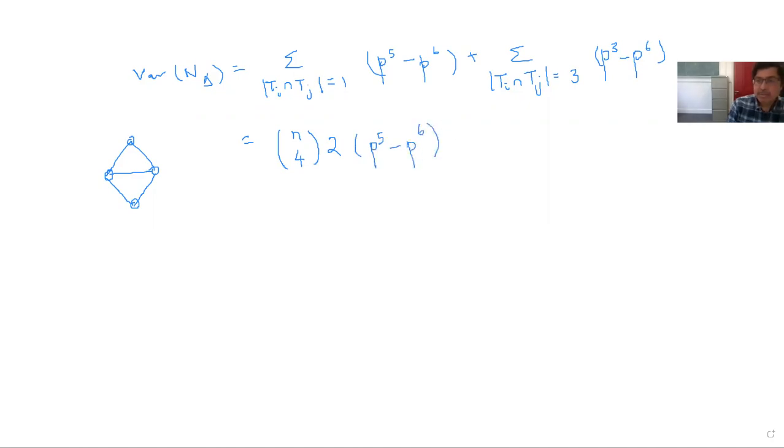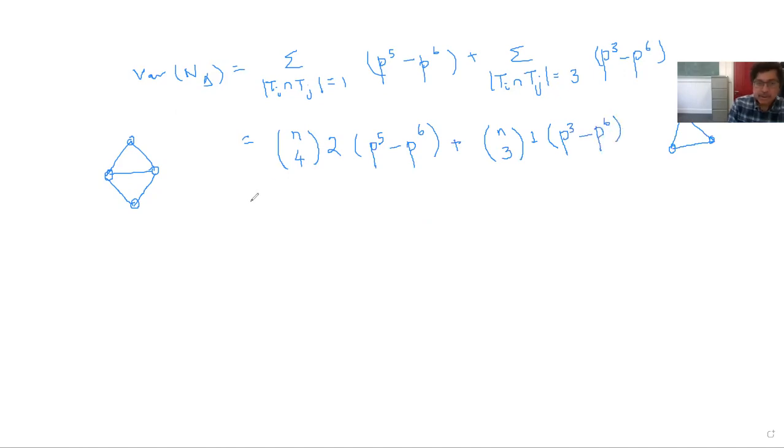And for the second possibility, to have 2 triangles sitting on top of each other, you have to pick 3 vertices. And once you've picked 3 vertices, there's only one way of drawing the triangle on them. So the number of ways of picking 3 vertices is n choose 3, and then you get a constant, which in this case happens to be 1, b cubed minus b to the 6.